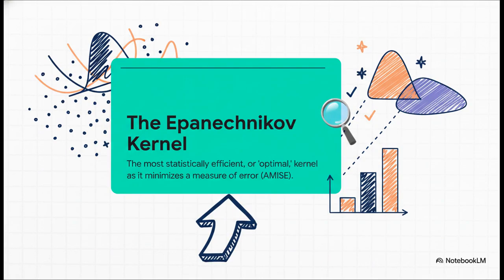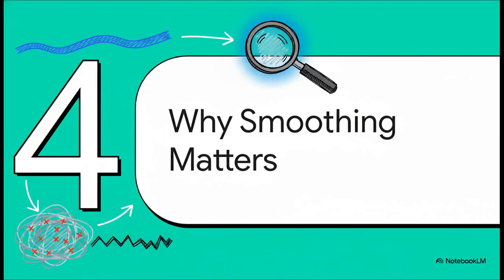Now, for all you perfectionists out there who want the absolute technically best option, there is a winner. It's called the Epanechnikov kernel. It's been mathematically proven to be the most statistically efficient, the optimal choice. But, and this is a big but, in the real world, the difference between using this one and, say, the much more common Gaussian kernel, it's almost always negligible. You'd barely notice.